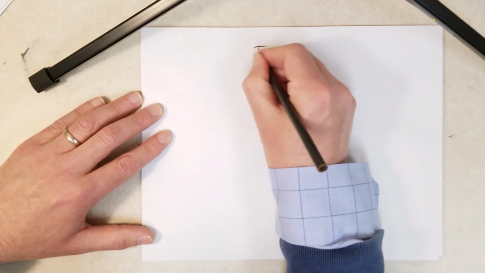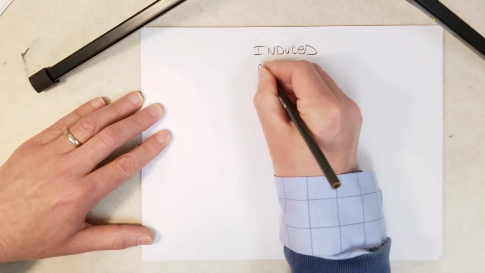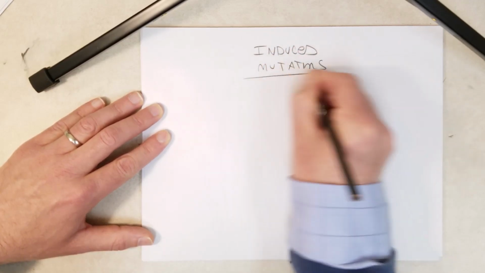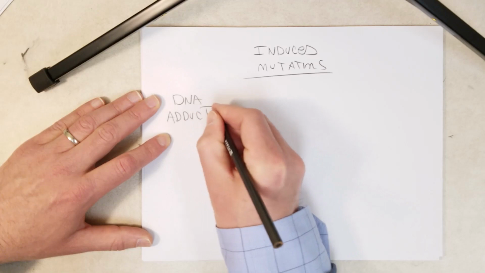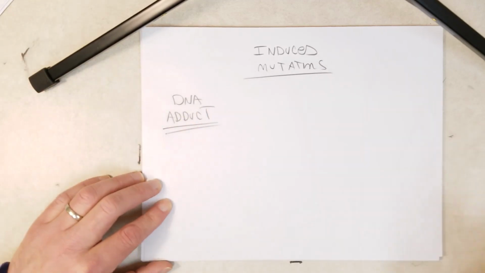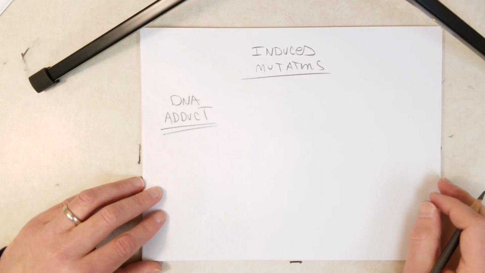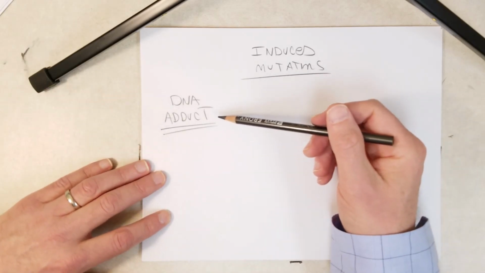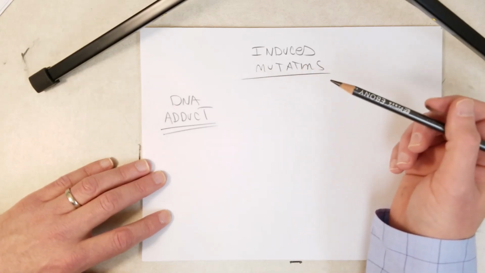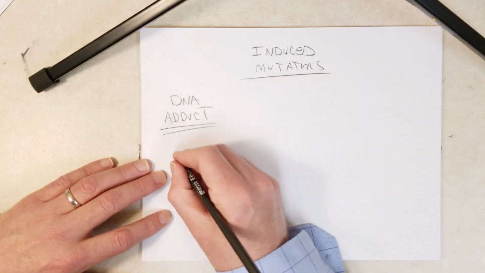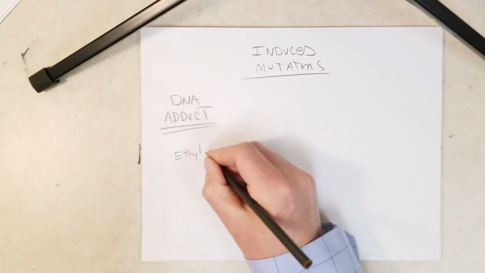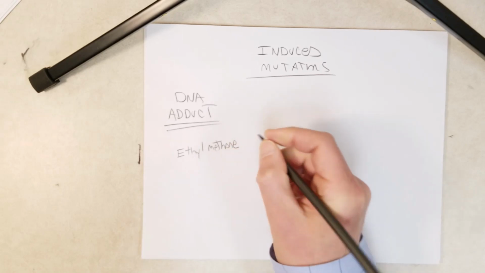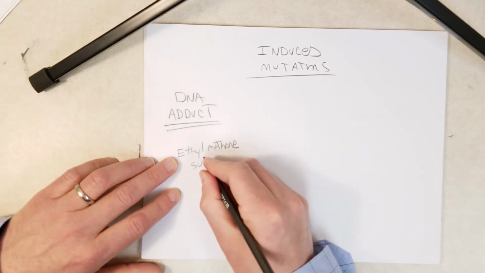Now let's talk about types of induced mutations. We have a new term here, DNA adduct. This term is kind of confusing. Essentially, anytime a chemical is added to the nucleotide, we call that a DNA adduct. An example of a DNA adduct would be one caused by the compound ethylmethane sulfonate.